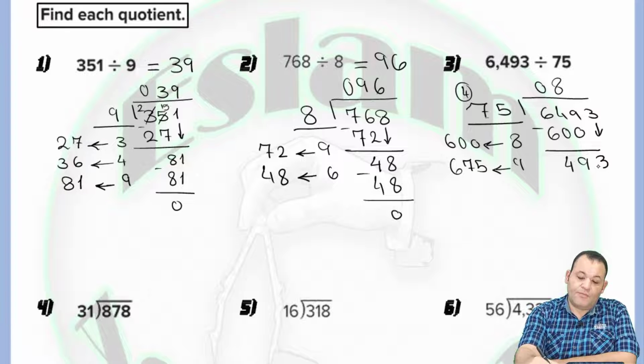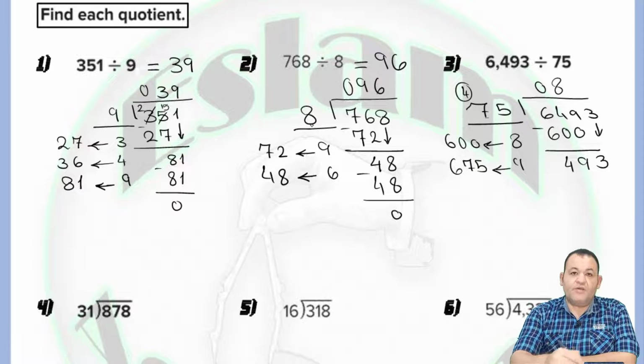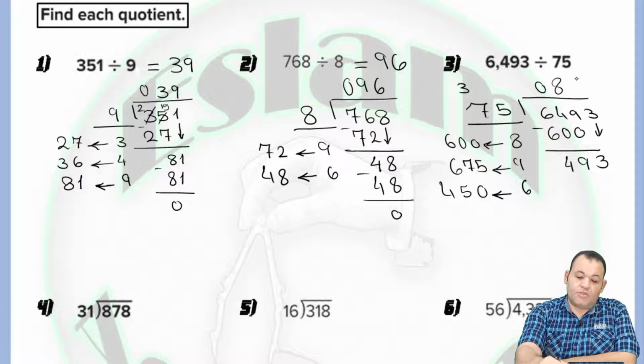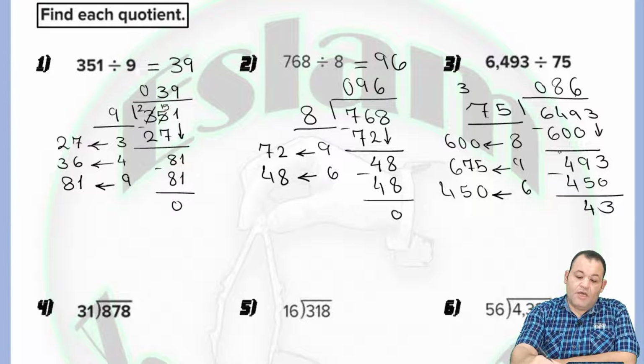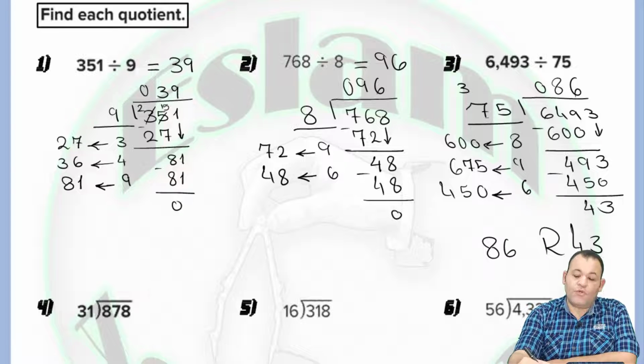Bring down 3. Now 493 divided by 75. We can check for 6. 6 times 5 equals 30. 0 and carry 3. 6 times 7 equals 42, plus 3 equals 45. So we can just write 6, and that will be 450. Now subtract. So that will be 3, and 9 minus 5 equals 4, and 4 minus 4 equals 0. So the quotient now will be equal to 86, and we have a remainder which equals 43.